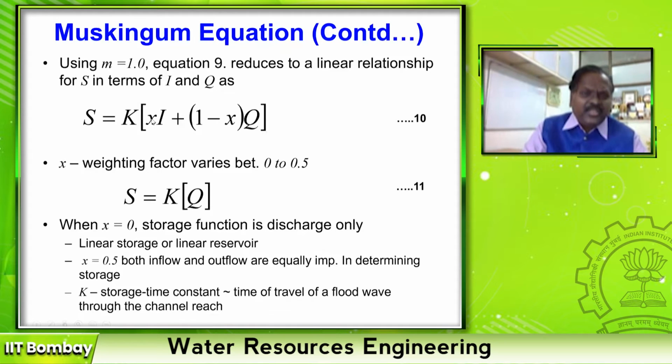So let us assume that the inflow is 0, that means flood water is 0, that means X is also 0, then storage is mainly due to Q, when there is only outflow and inflow is 0. If there is only inflow and outflow is 0, then my storage is equal to K times I. Okay. So the X value varies between 0 to 0.5 and K is the storage time constant, also called the travel time of the flood wave through the channel reach. How much time is taken by the water to move from section 1 to 2? So K and X are called the Muskingum parameters.